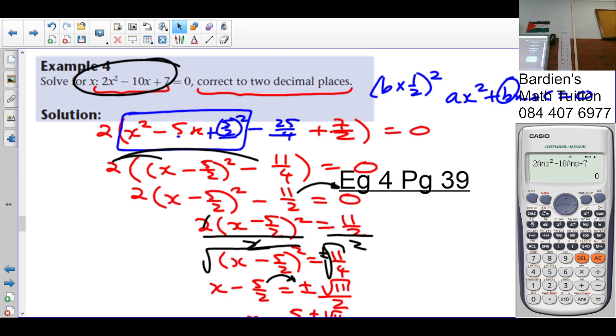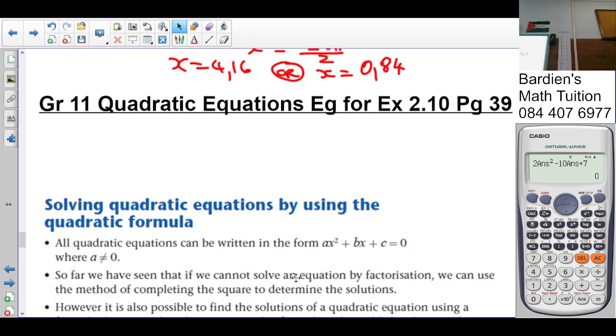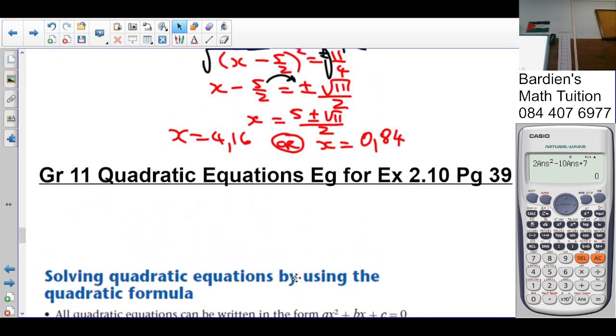So with that, you should be able to do exercise 2.10 on page 39. Okay. Tomorrow we're going to do the quadratic formula.